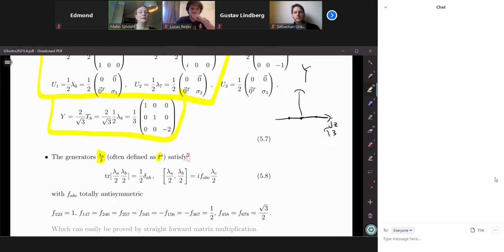Then, since we had that the trace of lambdas was normalized to 2, and now we're making them both a factor 1/2 smaller, we will have the normalization of 1/2. So trace T A T B is then 1/2 delta AB. So for those that may come in contact with QCD, this is definitely the most common convention.